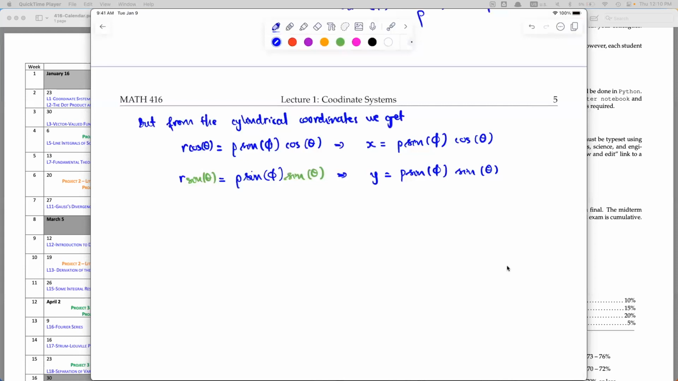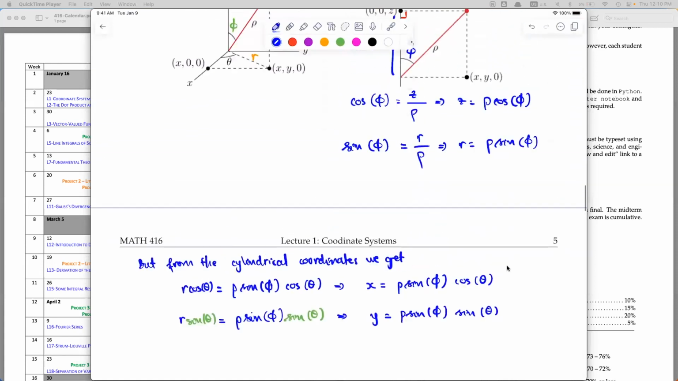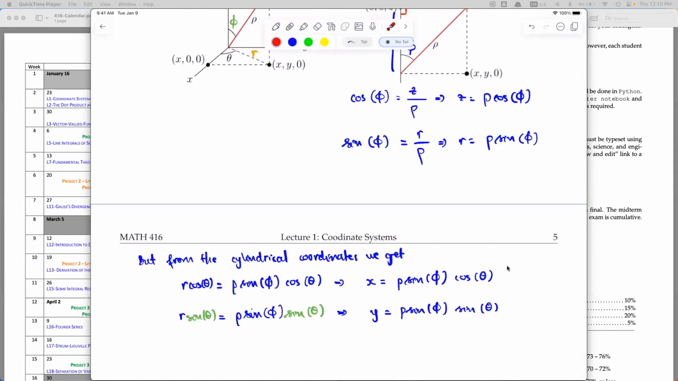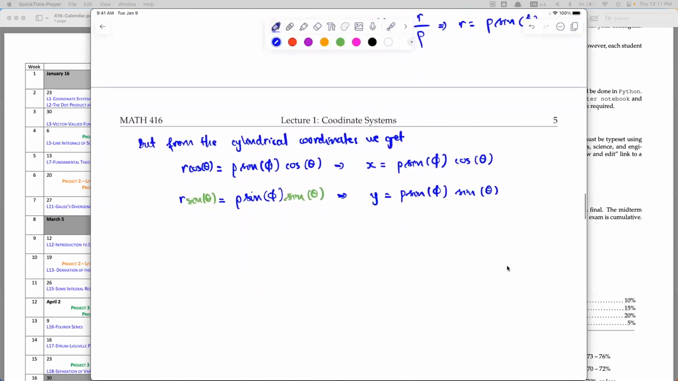So now you have x, y, and the last component is z. We already saw that earlier over here. z is equal to rho times cosine of phi.